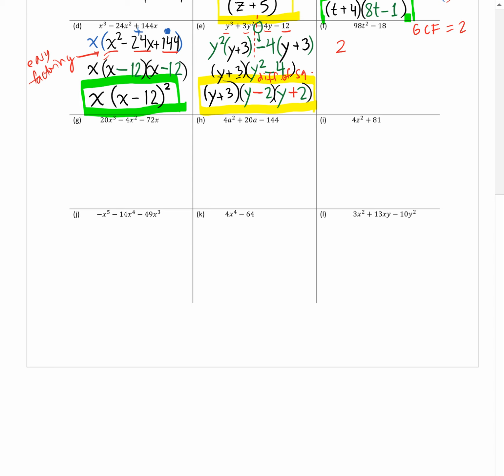Alright, I'm going to factor a 2 out. It doesn't seem like a lot, but that might make the rest of the problem easier to work with. So 2 times what is 98? That's 49t squared. And then 2 times what is 18? That's 9. Alright, now I notice actually that makes the inside more clear as to what to do. This is a difference of squares in here. It's something squared minus something squared. Because 49 is 7 squared, t squared is t squared, and 9 is 3 squared.